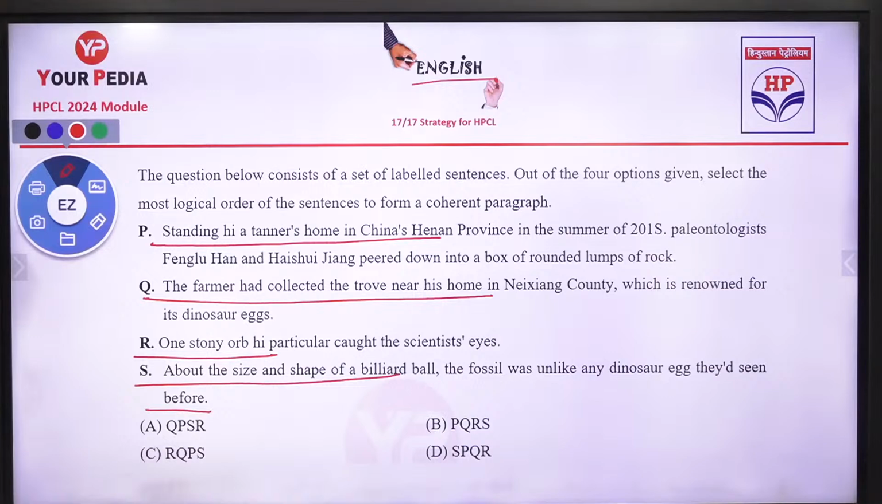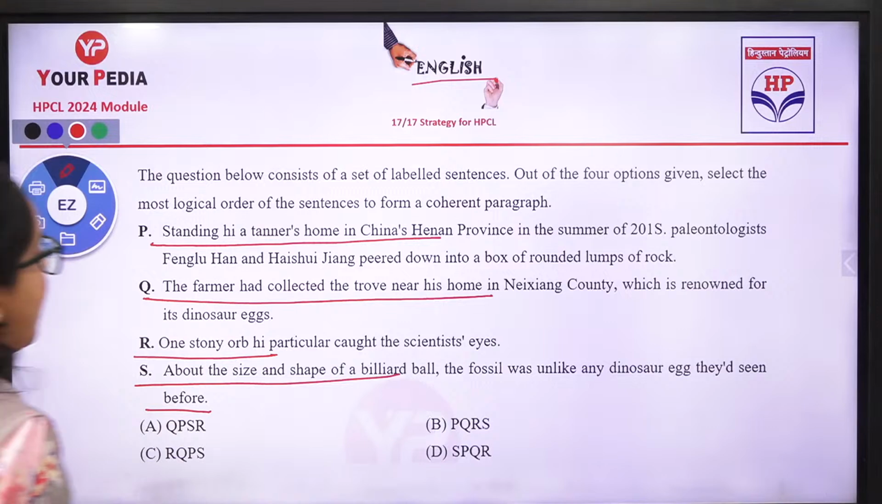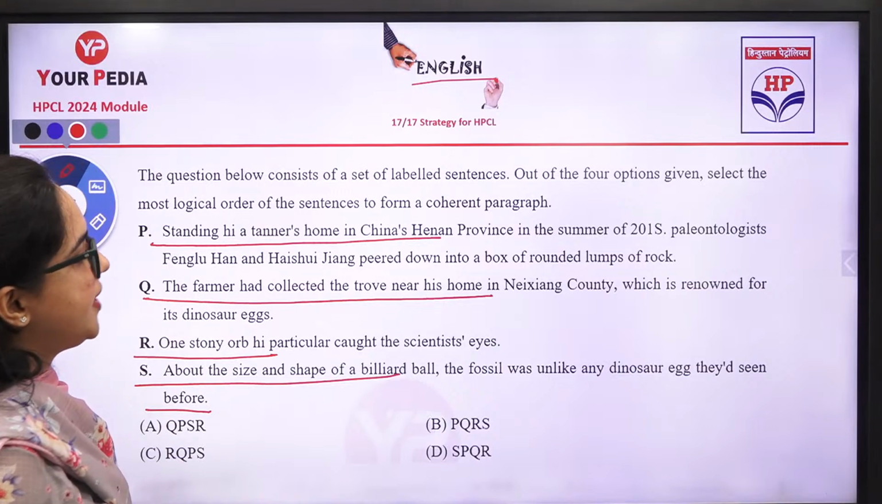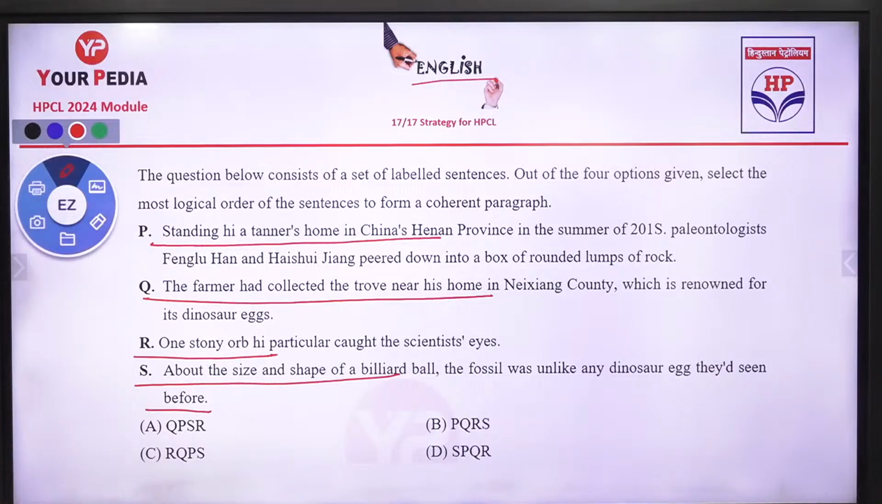Think about the answer first. What can be in this thing? It is standing high. A farmer's home in China's Henan province in the summer of 2011. Paleontologist Fang Luhan and his team peered down at a box of rounded lumps of rock.